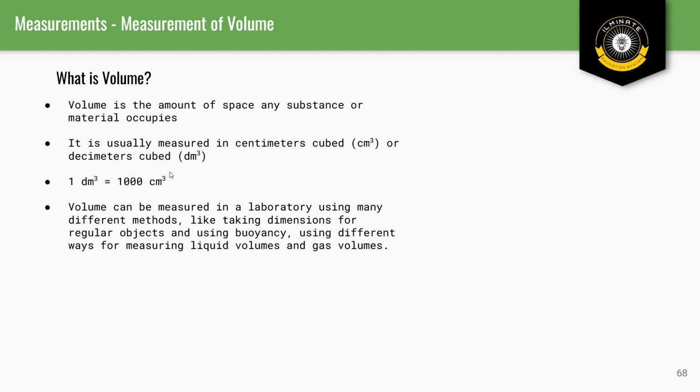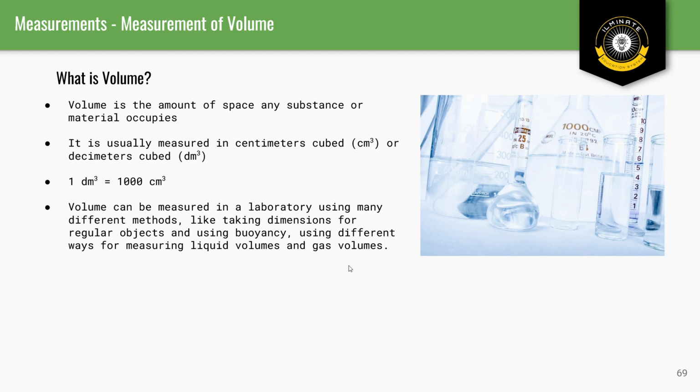Volume can be measured in a laboratory using many different methods, like taking dimensions for regular objects. Let's say, for example, you have a solid cube. You can simply measure its length, its width, and its height, and multiply all those values using a formula, and then you have the volume of that cube. For irregular objects, such as a stone, you do not have any specific length, width, and height that you can measure. So you use concepts such as buoyancy, which is using different ways of measuring liquid volumes and gas volumes. Buoyancy basically involves taking a measuring cylinder, adding some water inside it, and then the water level lifts up when the stone is added. There are different methods which we'll be looking at soon, whenever we're solving questions and looking at the actual content of the past papers.